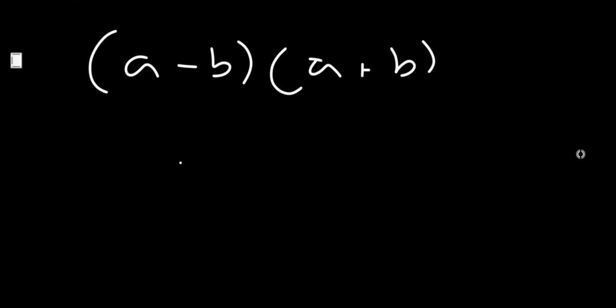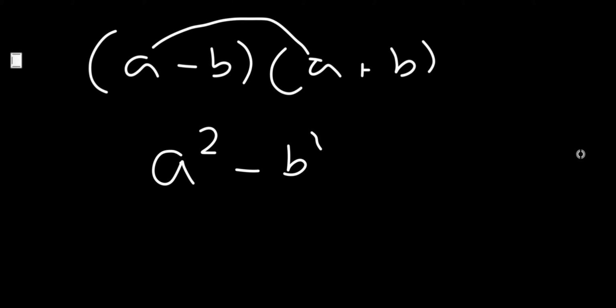It will end with a squared minus b squared. If you have never seen this, just do it the normal way, okay? A versus a will be a squared, a versus b will be ab, and then minus b versus a will be minus ba, so it will cancel, and minus b versus b will be minus b squared, and you will only have a squared minus b squared, okay?